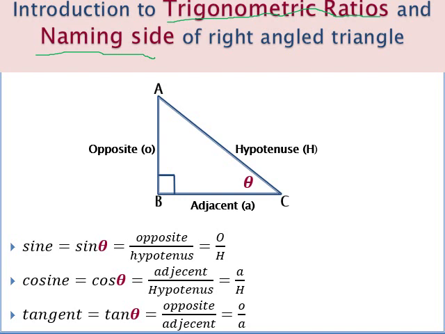A tangent, in short, can be written as tan theta. That simply means that we are also talking about that angle theta that we've been talking about. Now, the tangent is a little bit different, which means that it does not include the hypotenuse. In this case, tan theta is opposite divided by the adjacent side, which can be written as O over A.